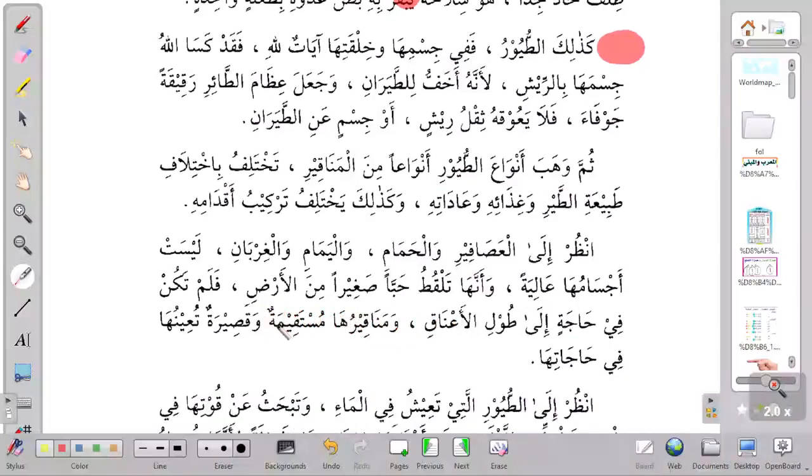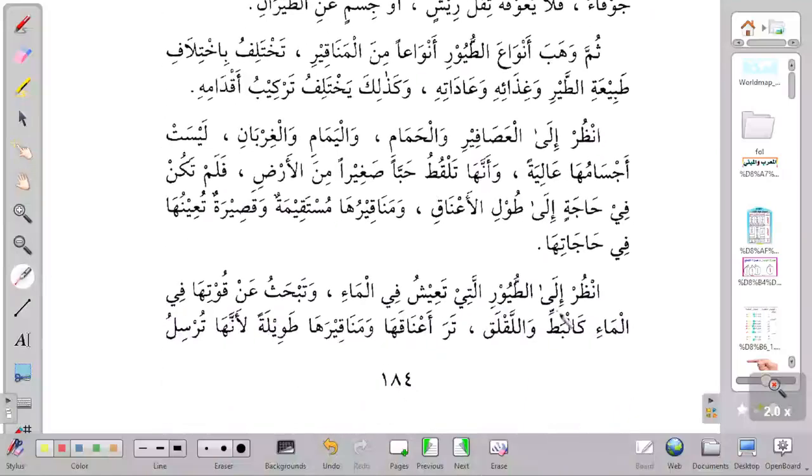ومناكيرها مستقيمة وقصيرة تعينها في حاجاتها. ومناكيرها, and then its beaks, مستقيمة وقصيرة, are straight and short. تعينها في حاجاتها, it helps it, it enables it, it aids it in its needs. Aana yu'inu, it means to help or to aid someone. So aanahu or tu'inuhu, it enables it or it aids it, it helps it in its needs. That is what he's saying.